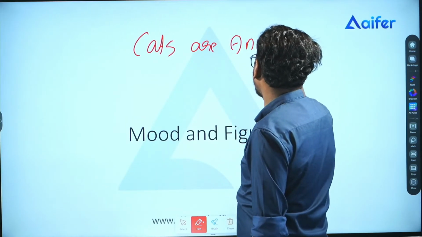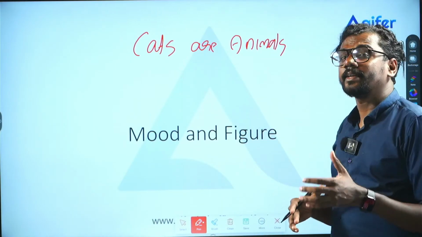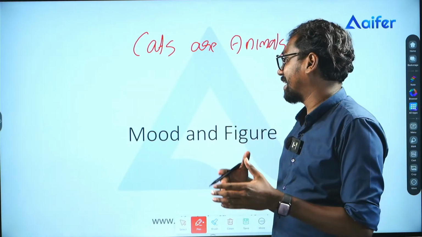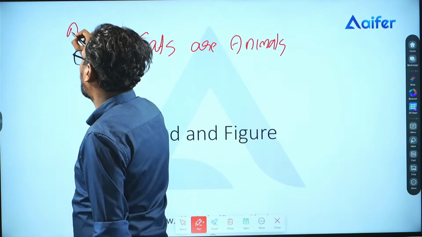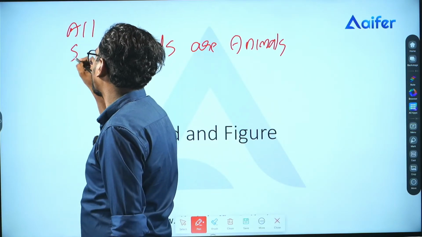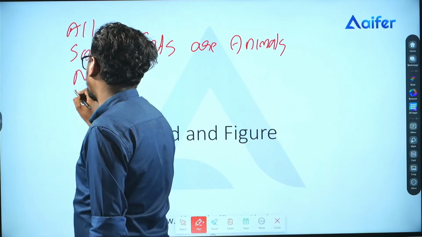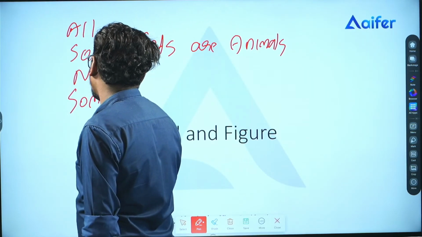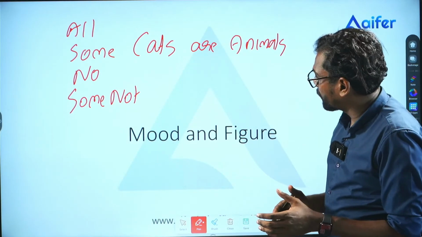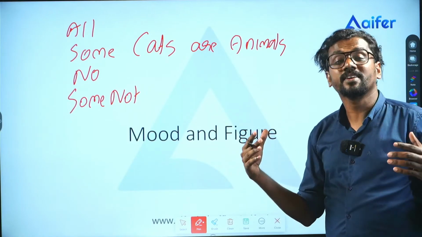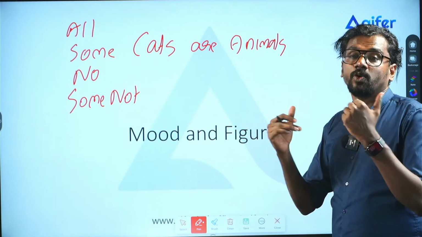Okay, cats are animals. This is a proposition. Categorical propositions means when we categorize this proposition into different types. We may categorize it into all cats are animals, some cats are animals, no cats are animals, and some cats are not animals. So when we categorize the proposition cats are animals into different categories like all, some, no, some not, we say it is a categorical proposition.